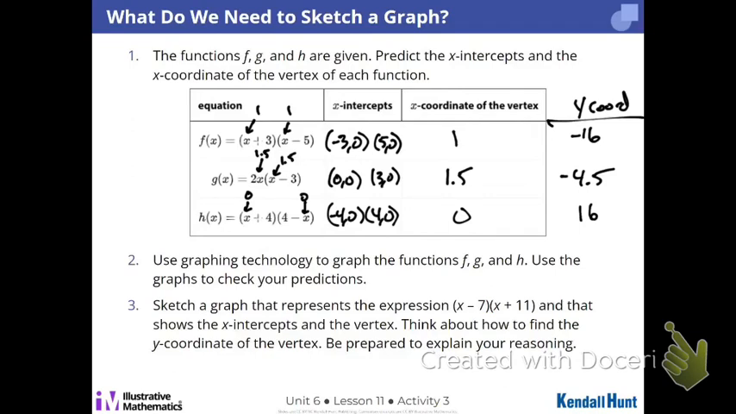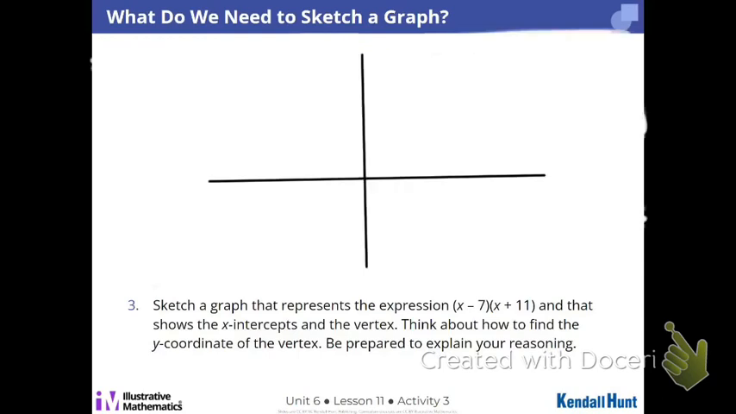So, big picture. I know my x-intercepts because it's when y is 0. I know the x value of my vertex because it is in the middle. And then I can find my y value because I can plug in my x value. I want you to sketch the graph for number 3, please. Let's go over everything we know.